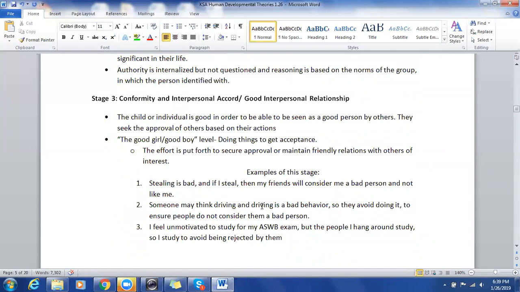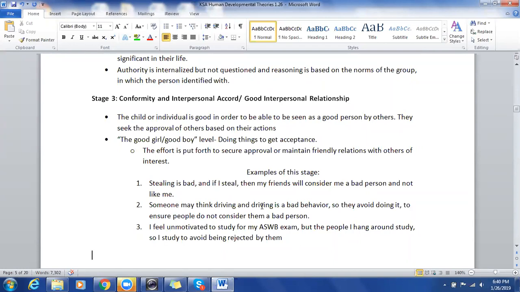So three examples to exemplify this. Stealing is bad, and if I steal, then my friends will consider me a bad person and not like me. Meaning social acceptance overrides individualism and what they feel and think themselves. The second one, someone may think drinking and driving is a bad behavior, so they avoid doing it to ensure people do not consider them a bad person. Third one, I feel unmotivated to study for my ASWB exam, but people I hang around study, so I study to avoid being rejected by them.